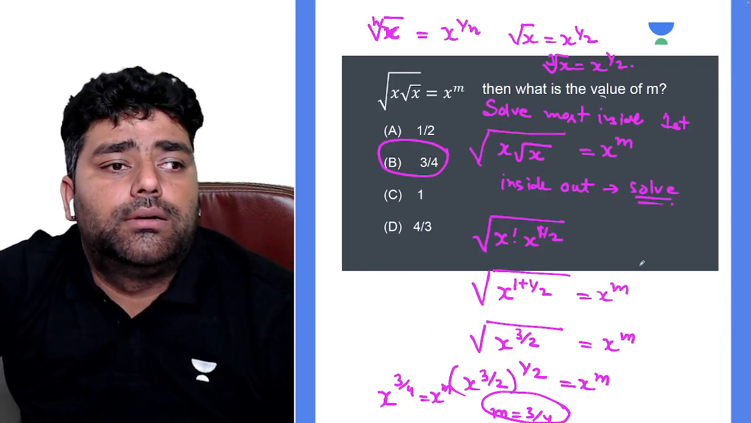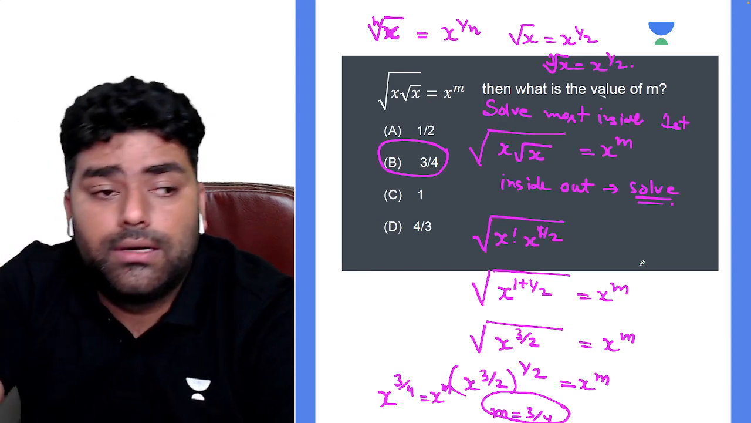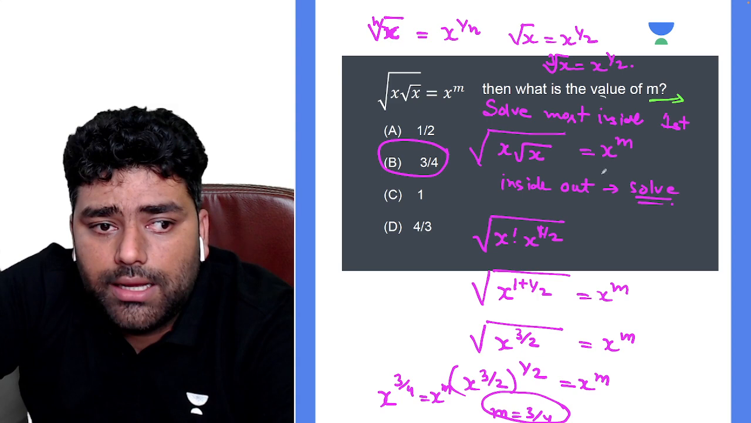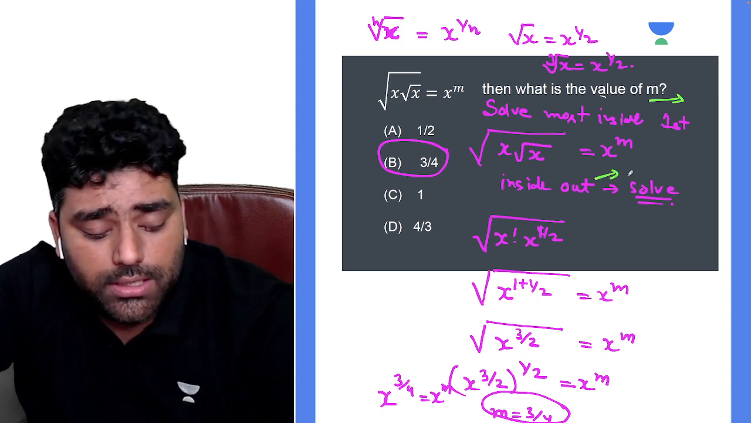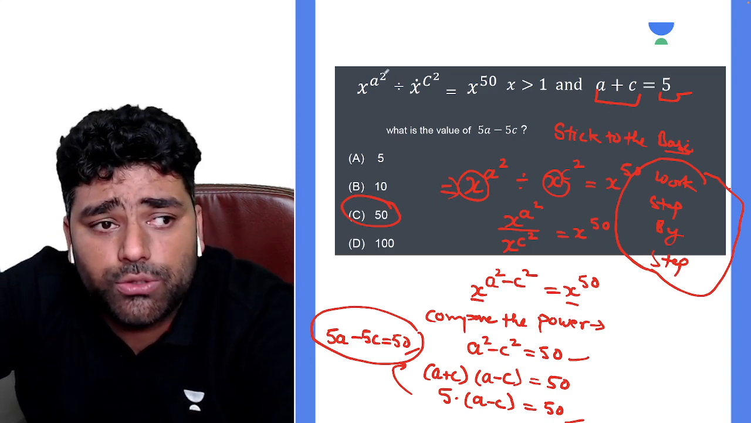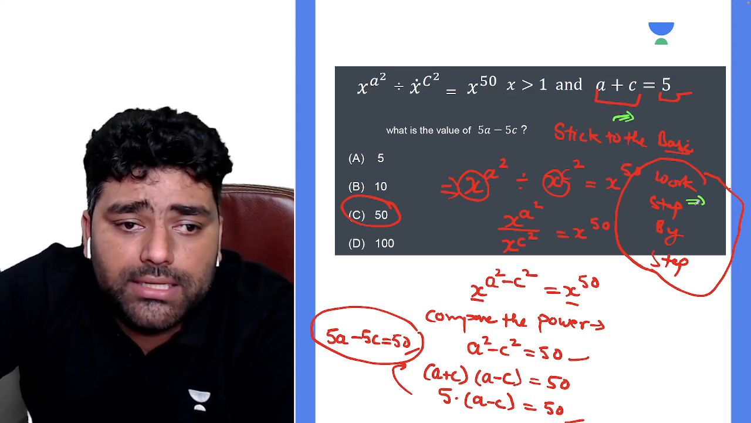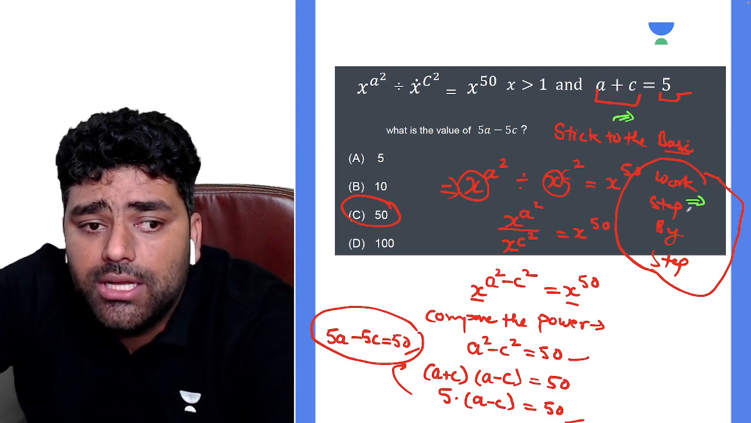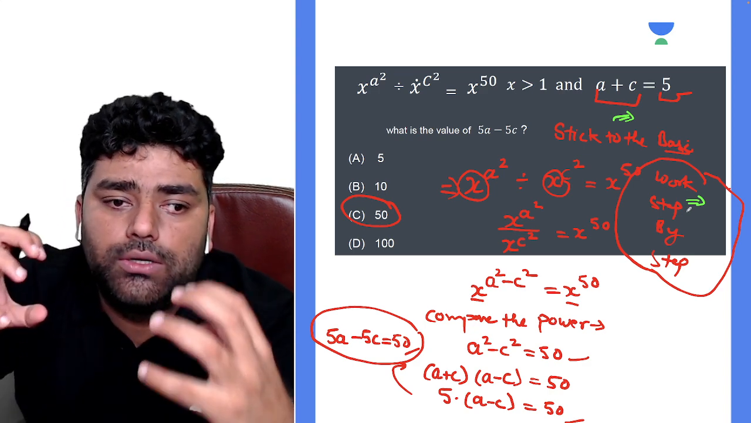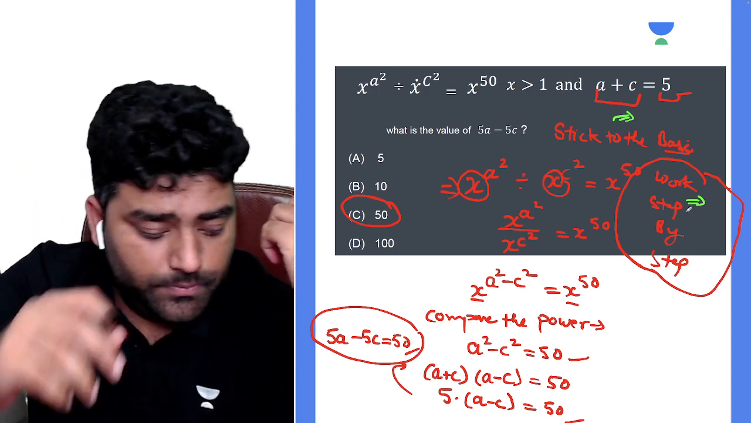Okay, so then we did this radical question as well, when we had the square root of x inside the square root of x, and then I explained the concept behind that: solve the innermost first, solving inside out. Then after that you solve the outside one. Then we solved x to the power a square divided by x to the power c square is equal to x to the power 50. I told you, stick to the basics and work step by step here, because if you miss any step there, you may get the answer wrong, right? So in these questions, just stick to the basics, as well as work step by step.